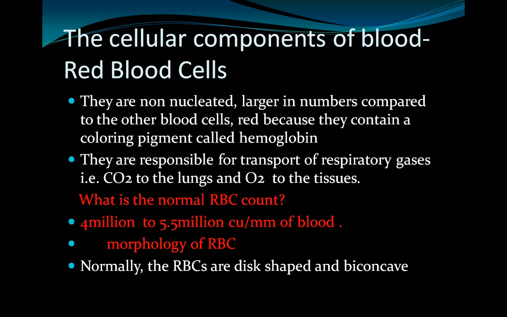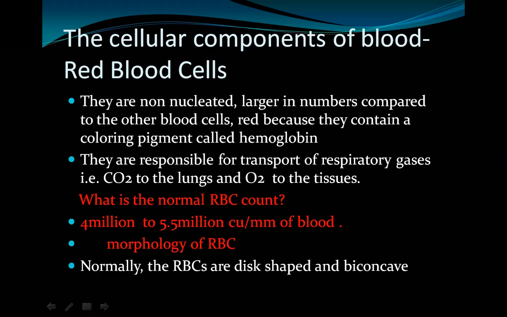Then they are large in numbers. We'll see that in millions per cubic millimeter of blood. Compared to other blood cells like white blood cells and platelets, they are large in numbers. Then they are red because they contain a coloring pigment called hemoglobin.